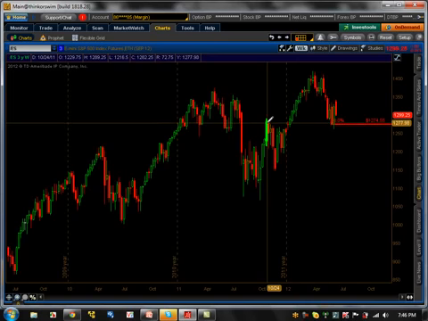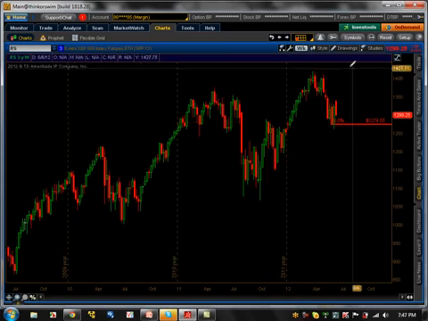No. What's the line in the sand? What's your floor? 1279. Has it broken below that? No. Has it closed below that? No. Are we still bullish? Yes. What's the daily look like?